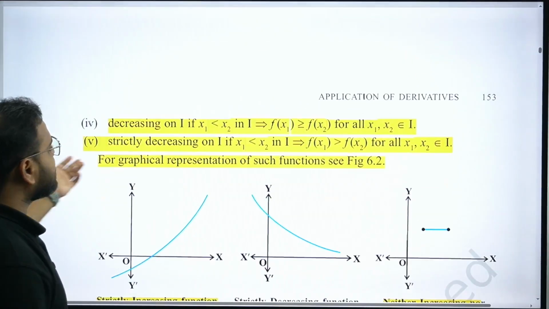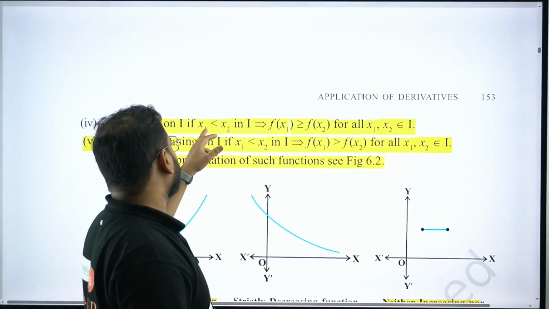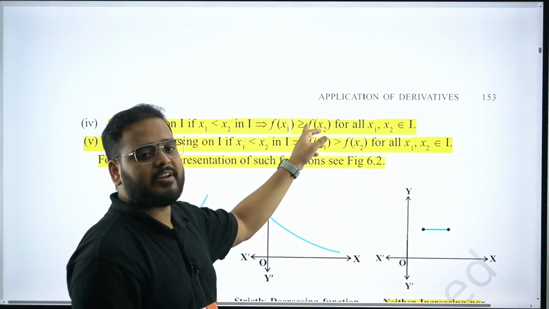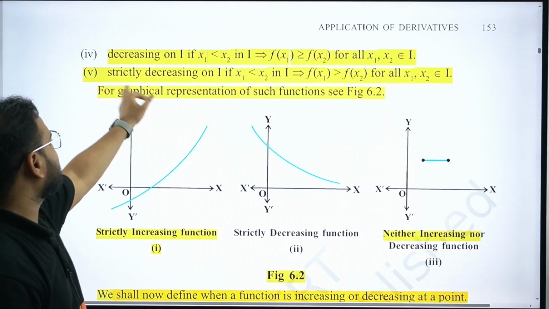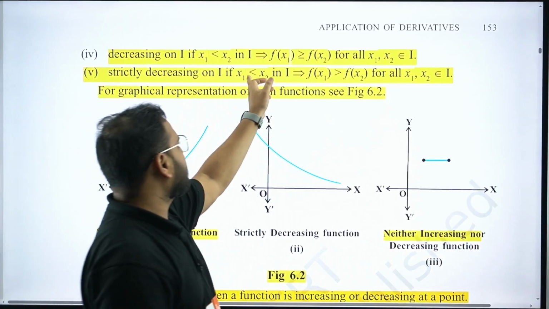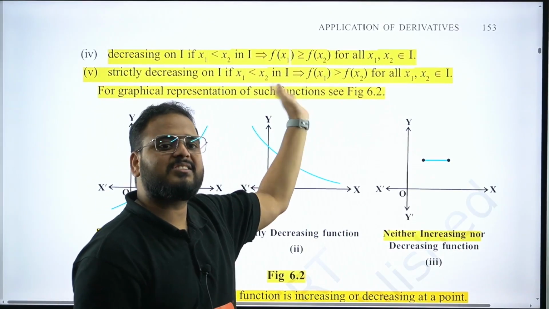Decreasing function is given over here. Just the opposite is the case. Here we have less than or equal to, here we have greater than, okay? We have decreasing, and strictly decreasing is also given over here. Please check. We also have the same thing over here, less than here, greater than there. That's why the sign is reversed, no?